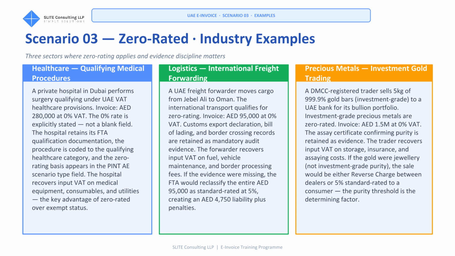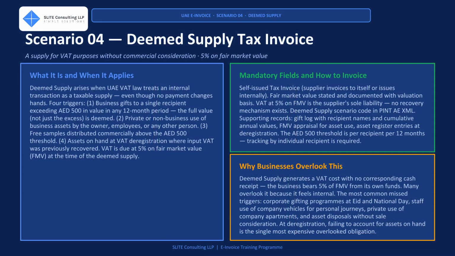Up next, deemed supply. Scenario 4 is deemed supply, a supply for VAT purposes where no money changes hands. Four triggers: first, business gifts to a single recipient exceeding 500 dirhams in any 12-month period, the full value, not just the excess. Second, private or non-business use of business assets by the owner, employees, or anyone else.